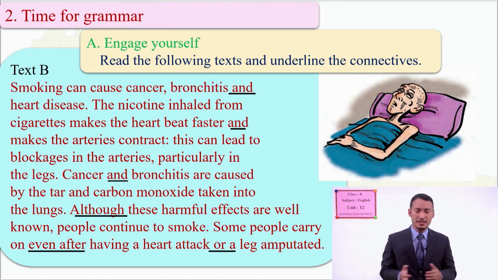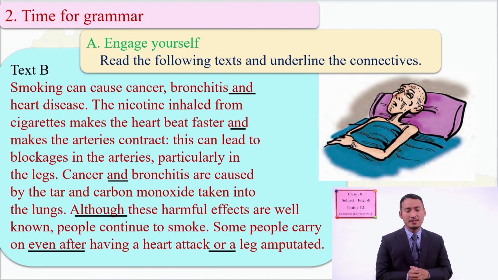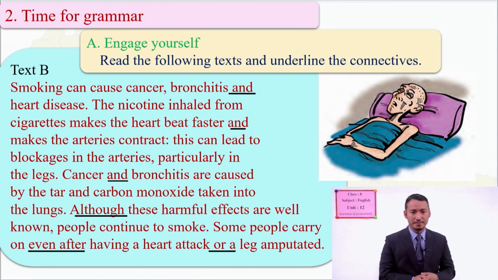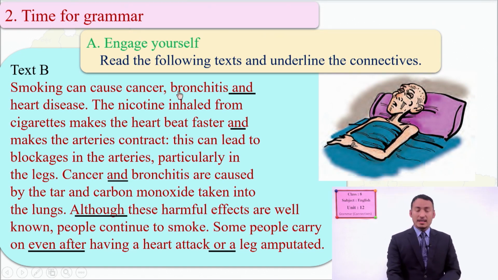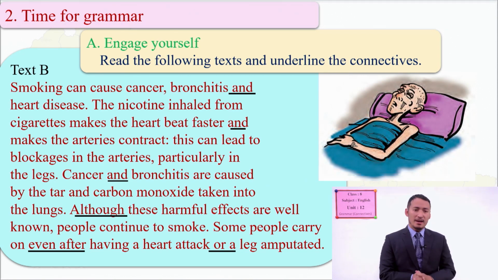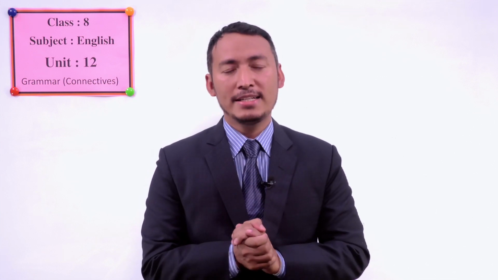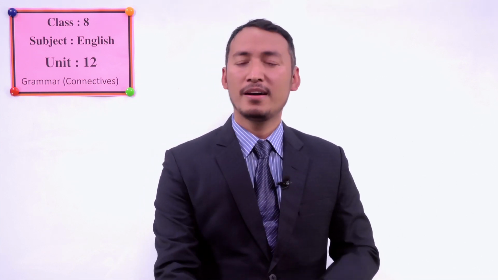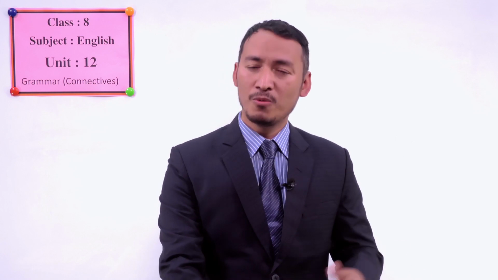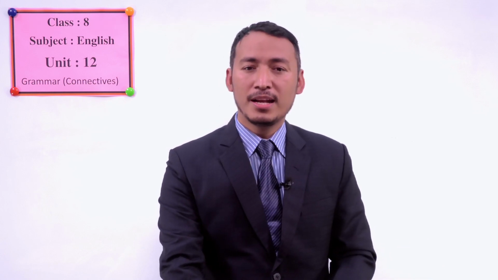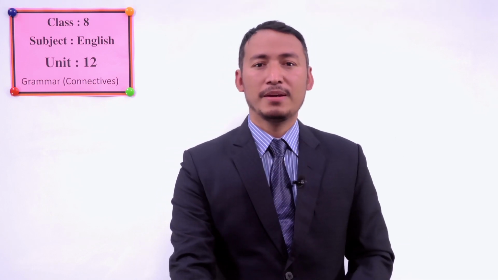Okay, there are different types of connectives here. Some are in between, some are at the beginning. So now you have identified what the connectives look like. Now let's try to understand what they are, what they mean, and how we use them. Now I'm going to explain it to you. Please, let's see them once again.